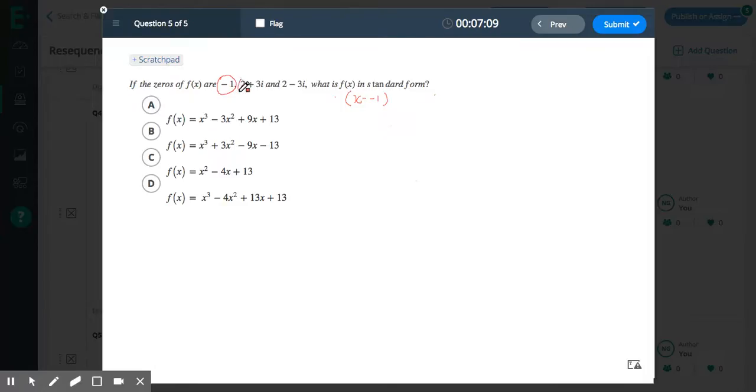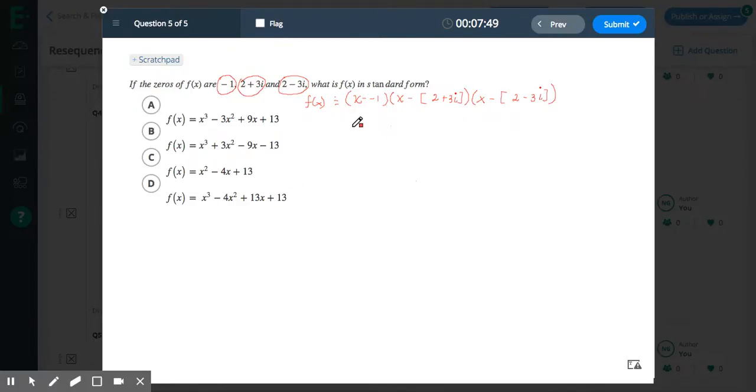The second zero is 2 plus 3i. So the factor associated to that is x minus, and then we enclose in braces, 2 plus 3i. And the third zero is 2 minus 3i. So we'll have here x minus braces 2 minus 3i. So these are the factors of f of x.